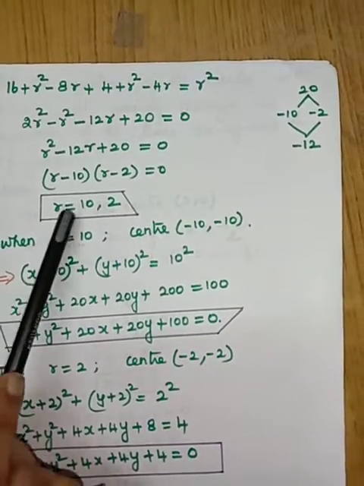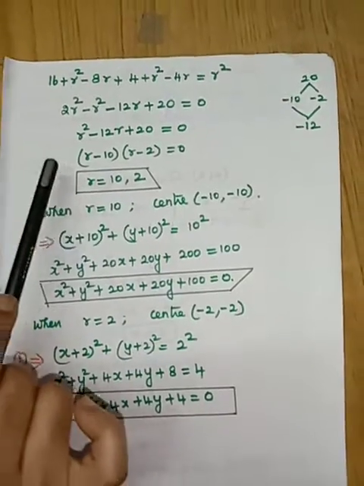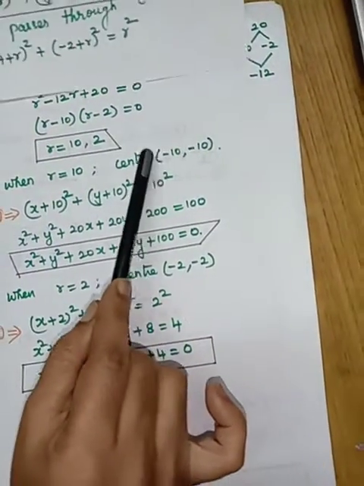So what are you getting? R is equal to 10 and r is equal to 2. See that the radius is 10. Okay, but what will be the center?